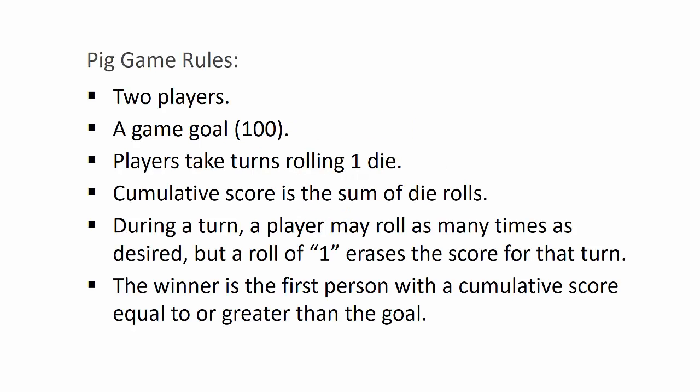Here is an overview of the rules for Pig. 2 players take alternating turns. During each turn, the players may roll the die as many times as desired, but a roll of 1 erases their score for that turn. After their turn, players receive points equal to their total dice rolls. The first player to reach a cumulative score equal to or greater than the goal of 100 is the winner.